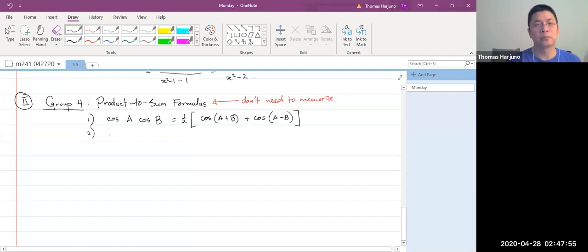Second, sine A sine B is equal to negative 1/2. There's a negative there. Of cosine sum minus cosine difference.